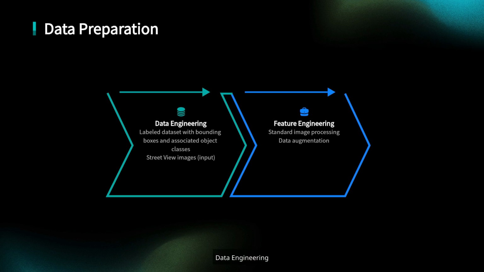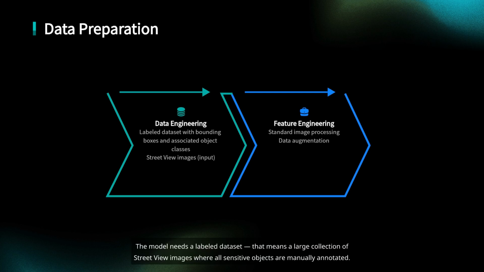1. Data engineering. The model needs a labeled dataset. That means a large collection of Street View images where all sensitive objects are manually annotated. Each object, e.g., face, license plate, must have a bounding box and an associated class label. Annotation tools are often used by human labelers to draw boxes around these objects.